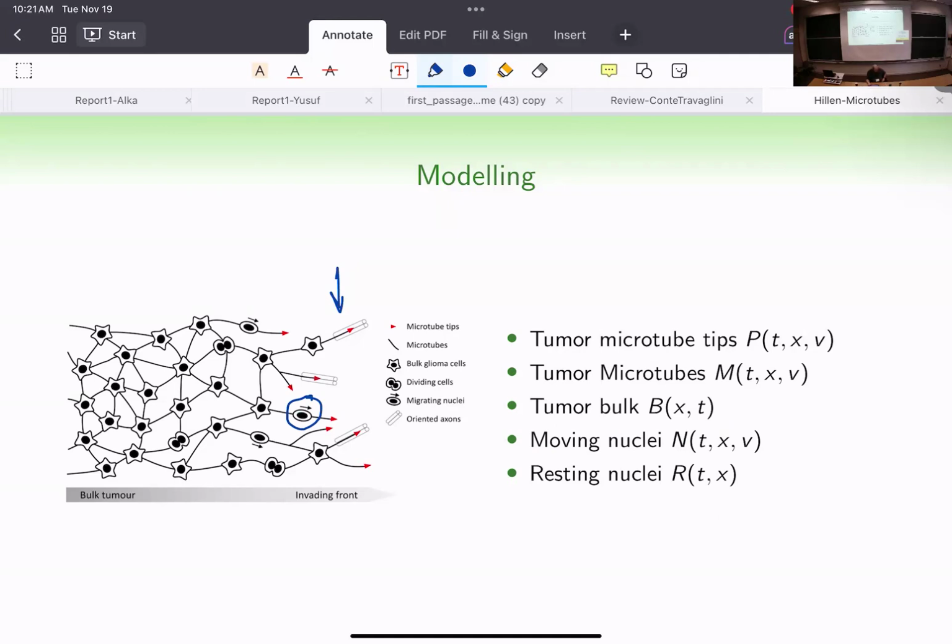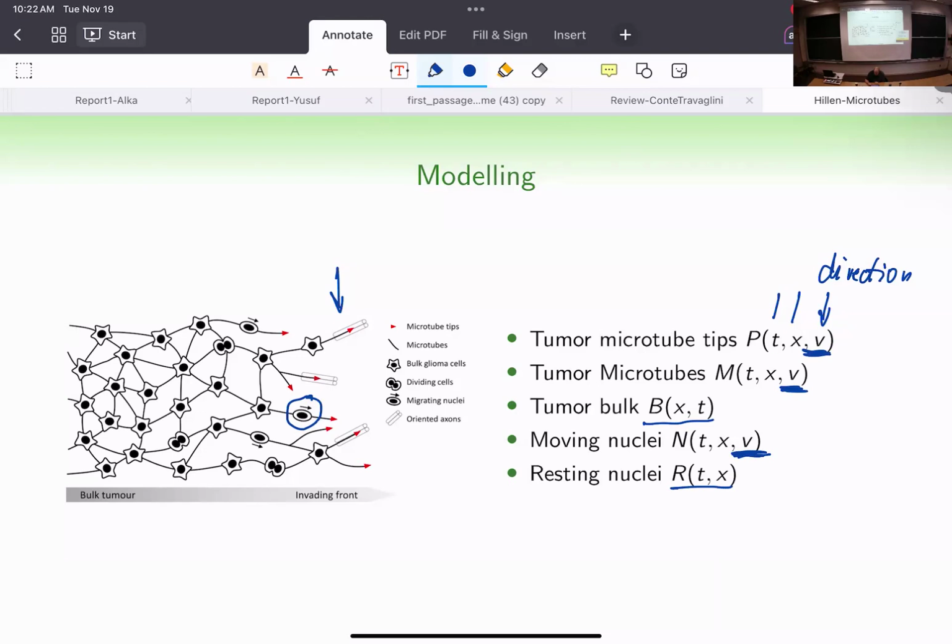Now, you see some of them depend on V and others don't. So T is time, X is space, and V is a direction, because the tips invade into a certain direction, right? This is not just a random walk. They follow maybe white matter fibers, or they follow a blood vessel. So we have directed movement of these tips. We have directed growth of the microtubes. And then the moving nuclei move along the microtubes, so they are also parameterized with a direction. And so what we get is a coupled system of variables that depend on V and variables that do not, like B and R. They have no more direction. So this looks already complicated.